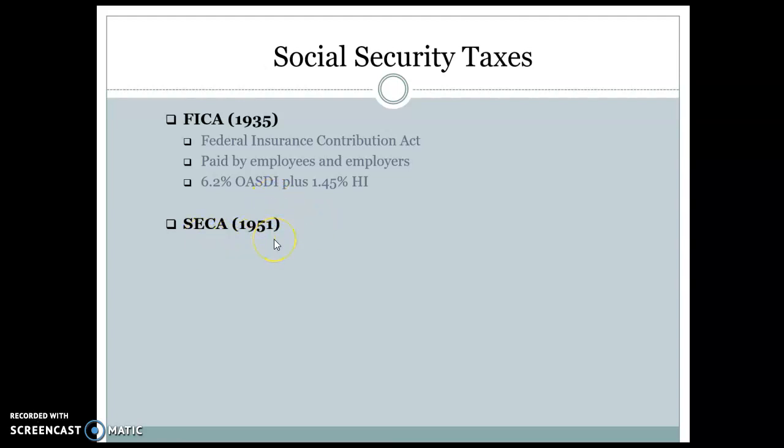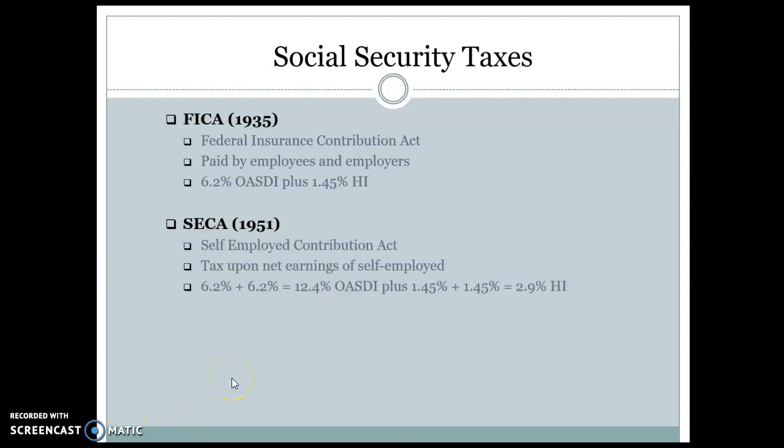Okay, SECA is the same thing, but it's for self-employed people. And since the self-employed person is like the employee and the employer together, you have to take out double. So 6.2 and 6.2 together is 12.4% for Social Security. And then the 1.45 and another 1.45 is 2.9% for Medicare.